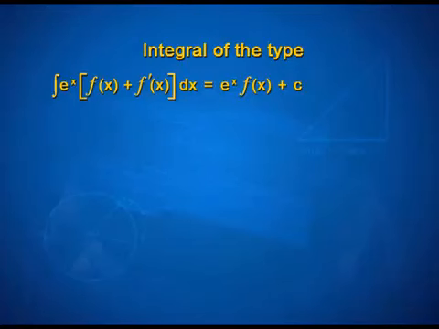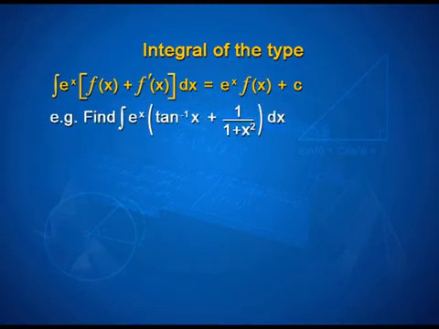Now, let us look into the integral of the type integral e to the power x into (f of x plus f dash x) dx is equal to e to the power x into f of x plus c. Let us solve an example to understand this. Find integral e to the power x into (tan inverse x plus 1 upon 1 plus x square) dx.